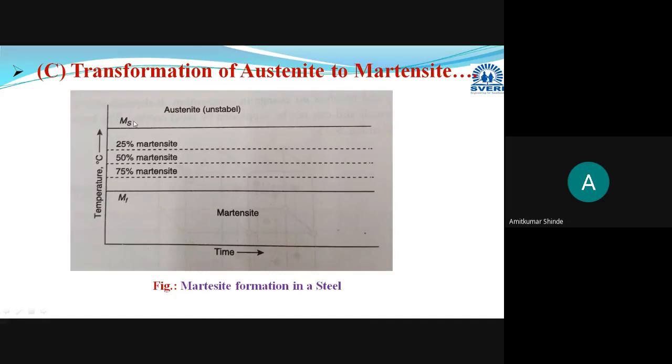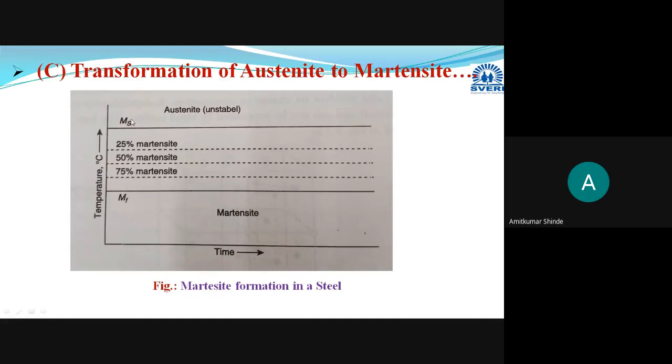The temperature at which martensite transformation starts, please listen carefully, these terms we are going to use in the TTT diagram and CCT diagrams. The temperature at which martensite transformation starts is termed the Ms temperature, and the temperature at which martensite transformation completes is termed the martensite finish temperature, that is the Mf temperature.